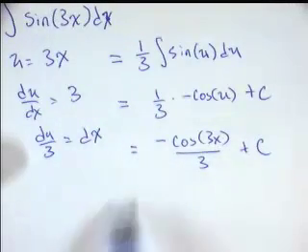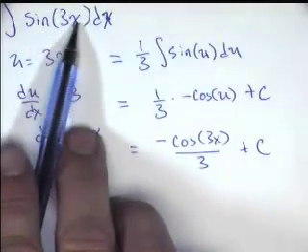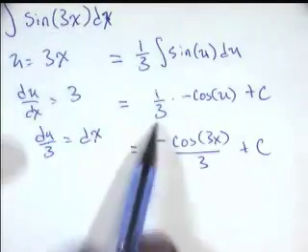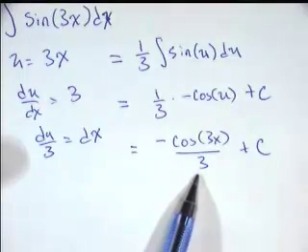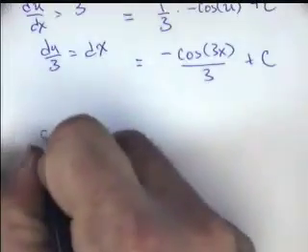Now, in practice, we usually do this substitution in our head. If it's simply a constant times x, we remember that we divide by the constant because we're using the chain rule backwards. Okay, one more example, and this one's a little strange.